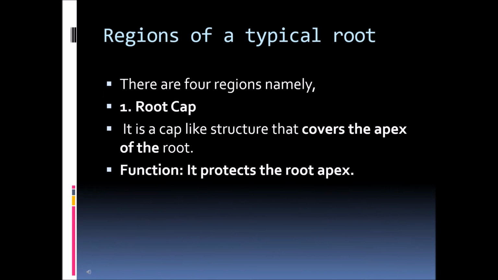Next is the regions of a typical root. There are four regions, the first one namely the root cap. On the end of the root, the root cap is present. It is a cap-like structure that covers the end of the root, and its function is to protect the root apex itself. That is the function of the root cap.